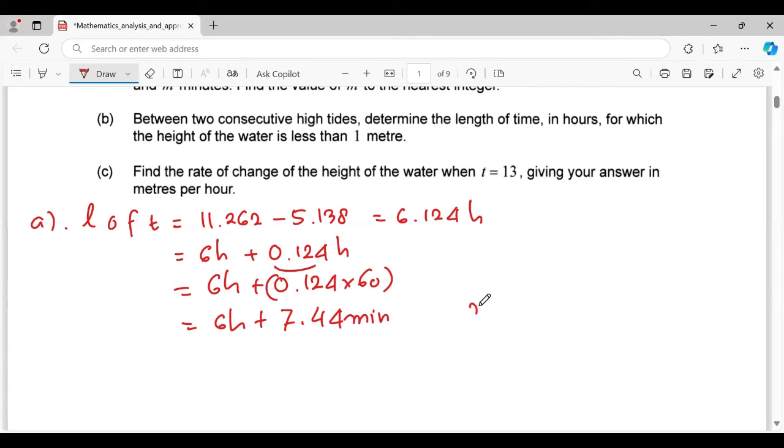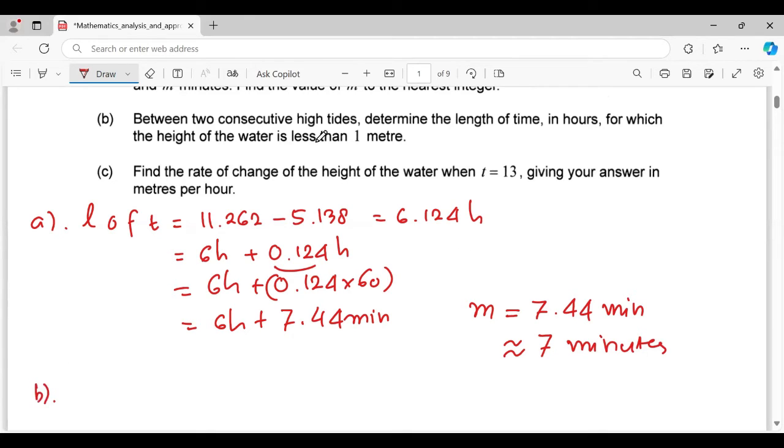Okay, so m equals 7.44 minutes, or approximately 7 minutes. Okay. Next, part B.